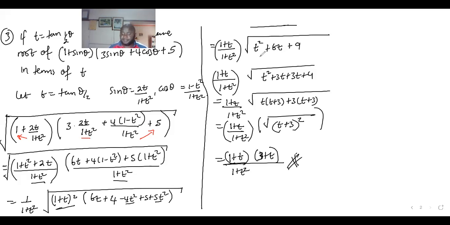T formula. Now I would like to introduce what we call circular measures. Unless someone has a question. I'm introducing something a little bit different, and we are calling it circular measures, or we can say radians.